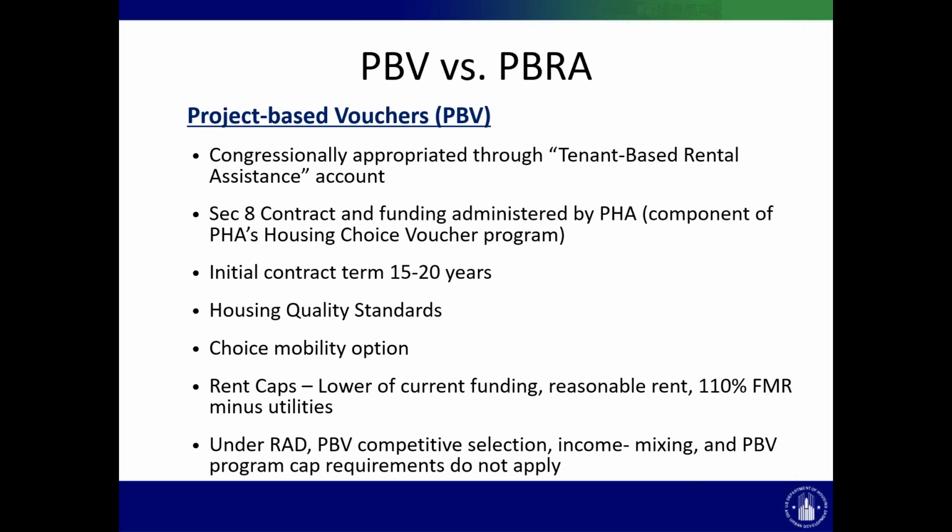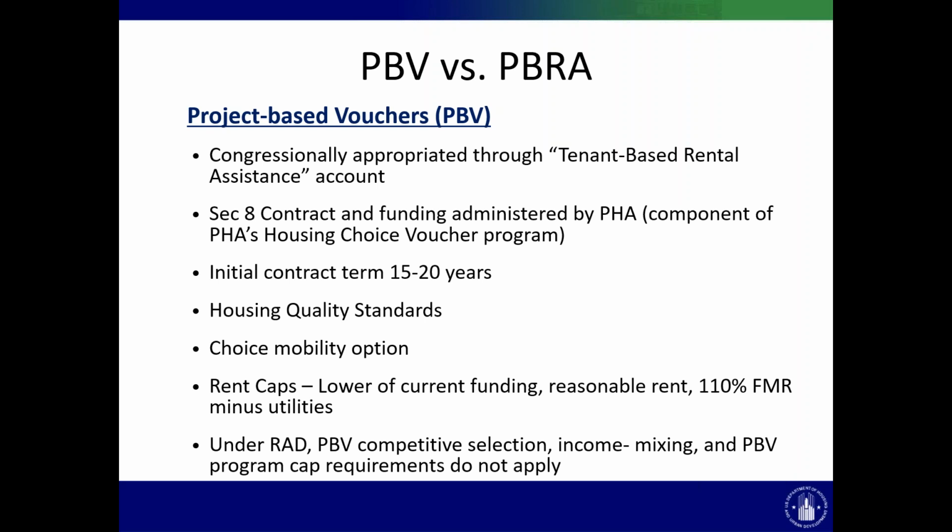So project-based vouchers, the funding is congressionally appropriated through the tenant-based rental assistance account. That's because project-based vouchers are a component of a PHA's housing choice voucher program. The PHA administers the Section 8 contract and the funding, and is responsible for all of the administration responsibilities under the contract. The initial contract term is 15 to 20 years, and as discussed earlier, must be renewed. The PHA would perform the housing quality standards inspection, unless, of course, the property is considered PHA-owned, and then an independent entity would perform the inspection.